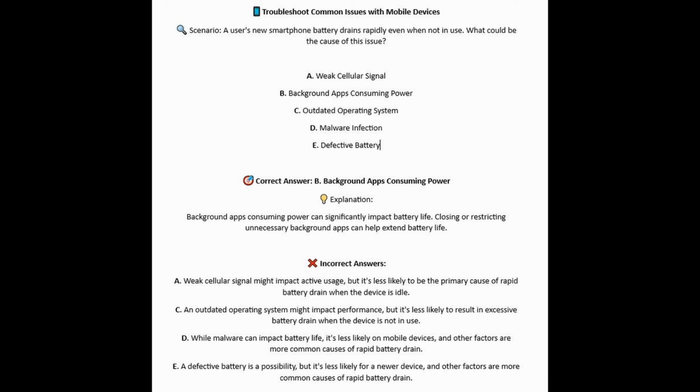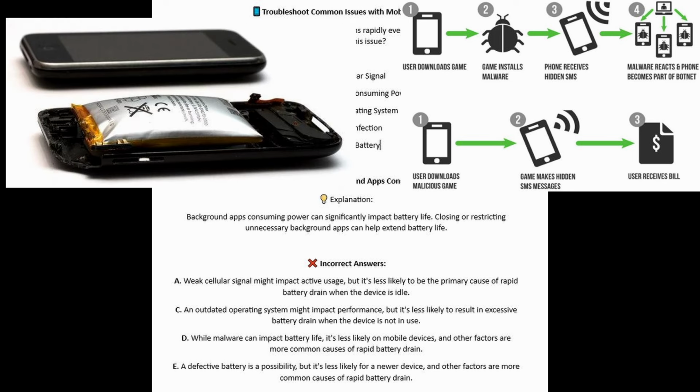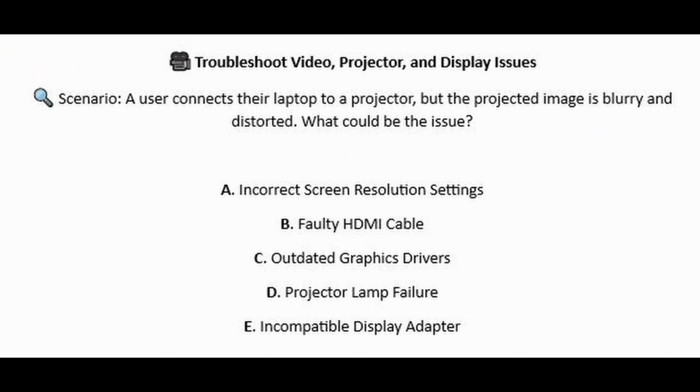An outdated operating system may impact performance, but it's less likely to result in excessive battery drain when the device is not in use. Whilst malware can impact battery life, it's less likely on mobile devices, and other factors are more common causes of rapid battery drain. And the defective battery is a possibility, but it's less likely for a newer device, and other factors are more common causes of rapid battery drain. And for the next question of our exam, question number 4.